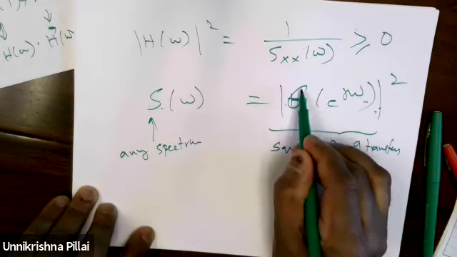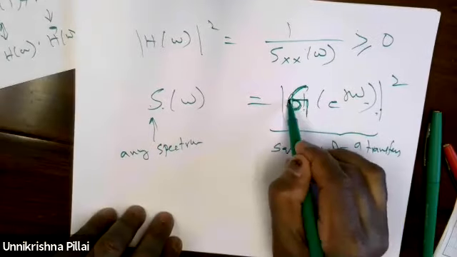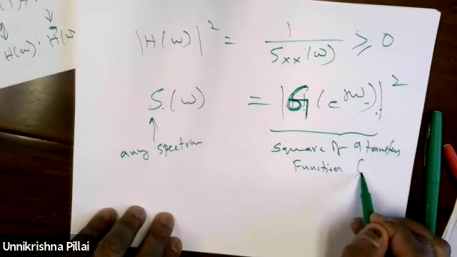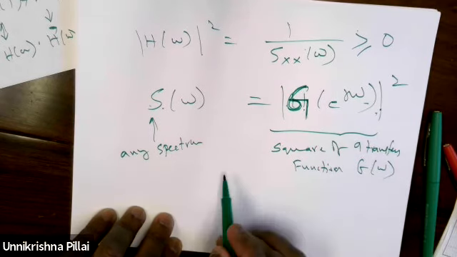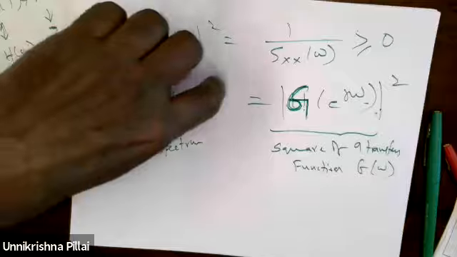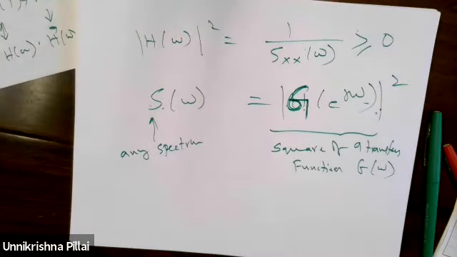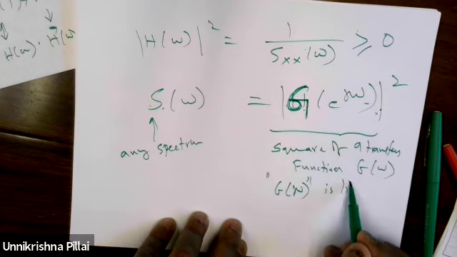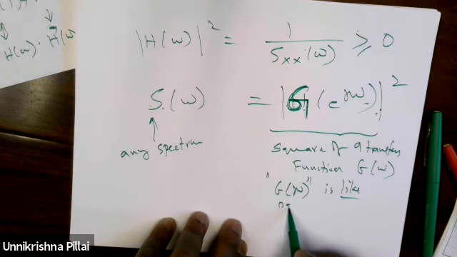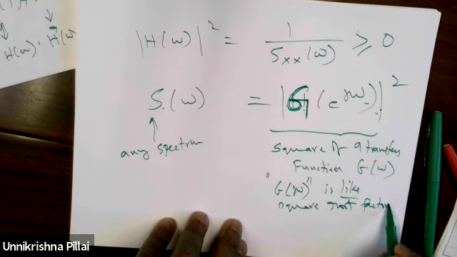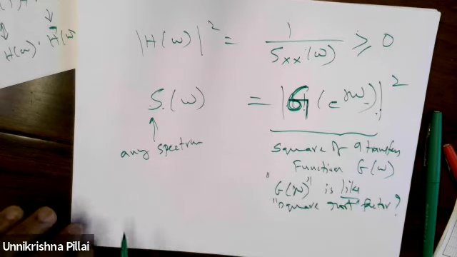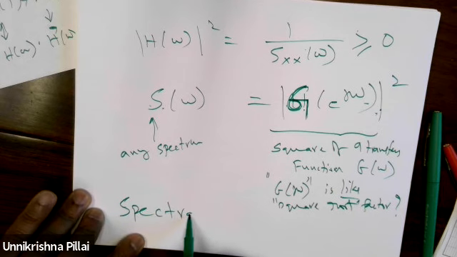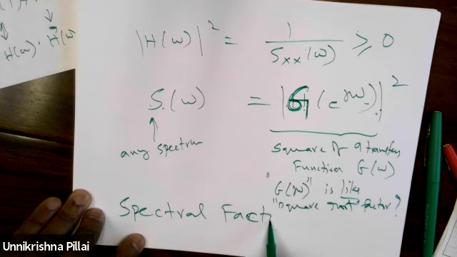So let me use a different filter here so that you don't confuse it with the E. Is it possible to transfer function G of omega? If you can, remember, G of J omega looks like the square root factor, not exactly, but it looks like it. So what do we mean by square root factor? That's what we mean by spectral factor. If this is possible, this is what we mean by spectral factorization.